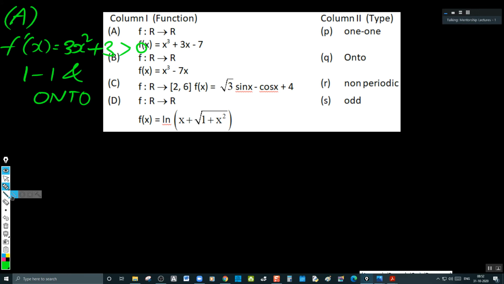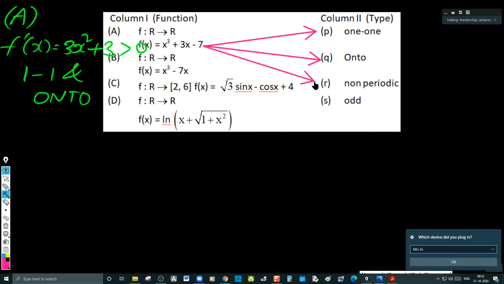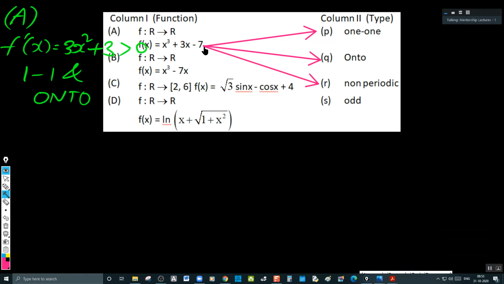So what is option for A, please? It is 1, 1 and it is onto, and of course there will be no repetition, non-periodic. And what about this odd function? We cannot say that. This becomes minus x cube minus 3x minus 7. You will not be getting that. So there are 3 options for A. Let's move on to the B now.